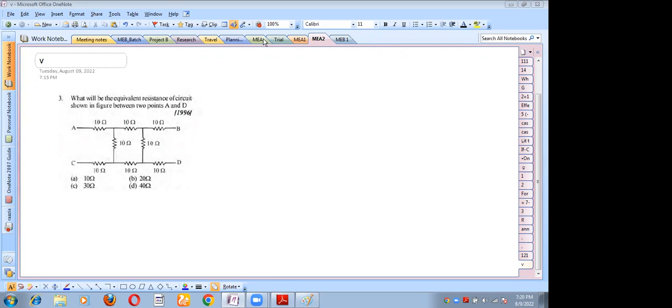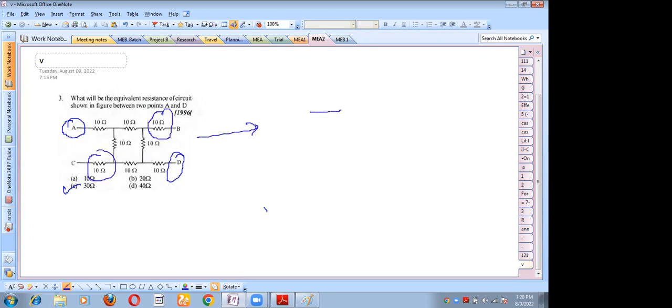Yes, 30 is the correct answer you have got. Now we got 30. What we have to do is calculate the resistance between A and D, right? So for that we have to remove these resistors. Remove this and remove this. The equivalent network will be like this.